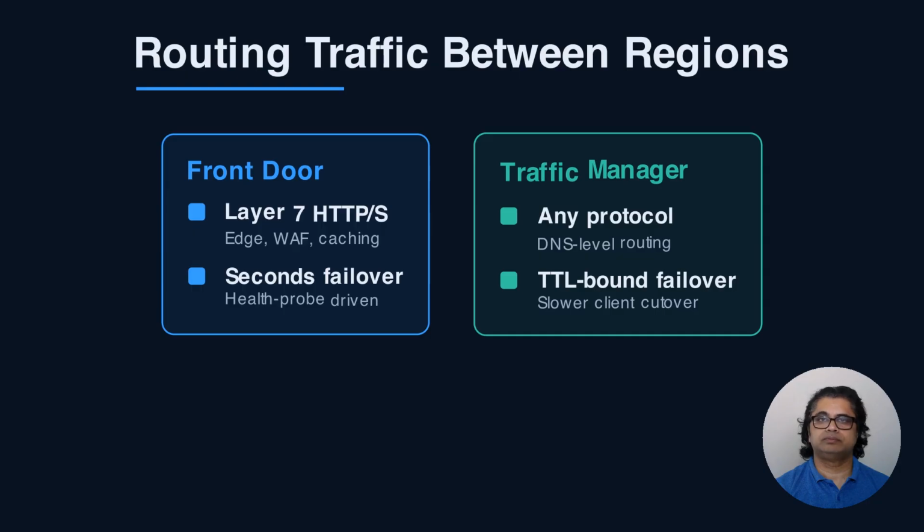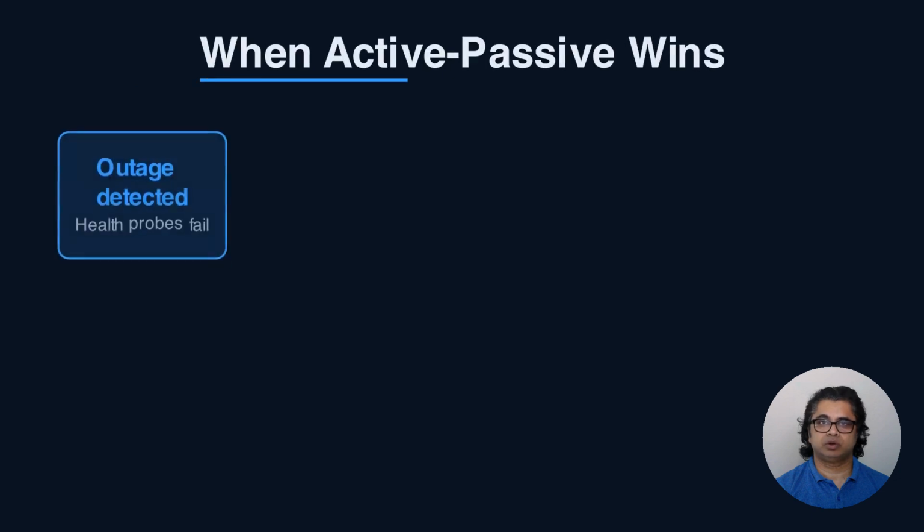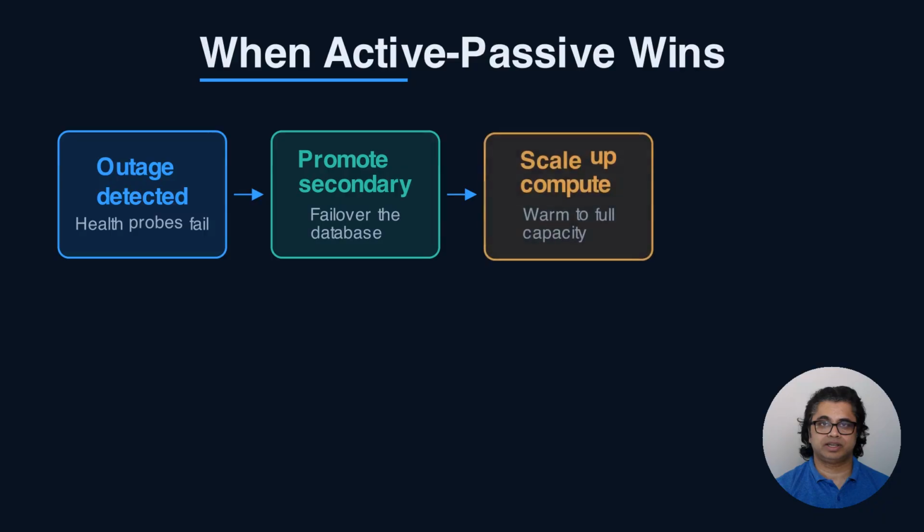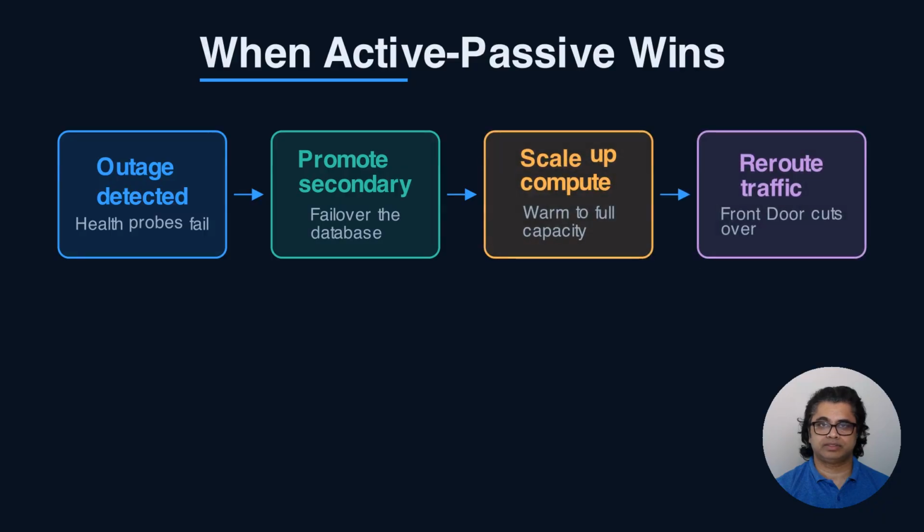architectures layer both. Active-passive, also called warm standby, keeps your secondary regions scaled down or idle, with data replicating continuously. You pay far less because you're not running full capacity twice, and the design is simpler to reason about. The trade-off is failover time. You may need to scale up compute, repoint connection strings, and promote the database, which realistically lands your RTO in the minutes to tens of minutes range.